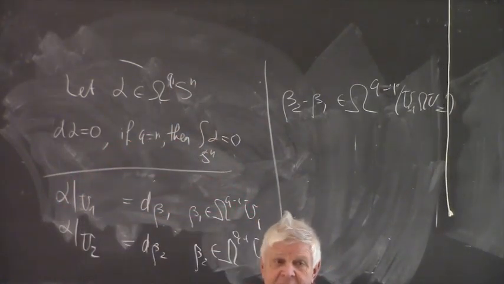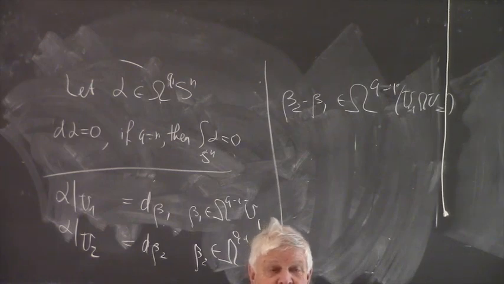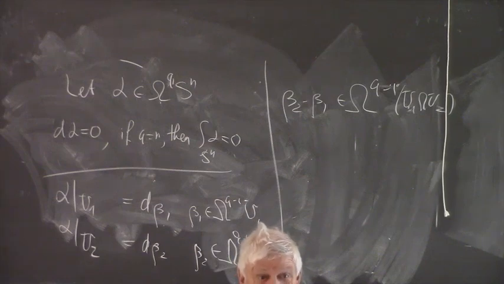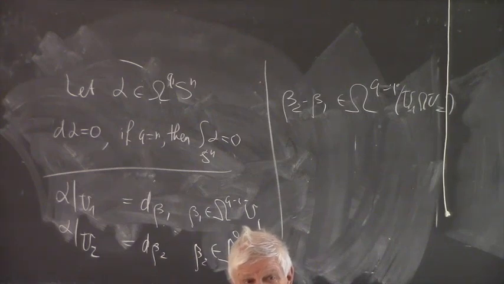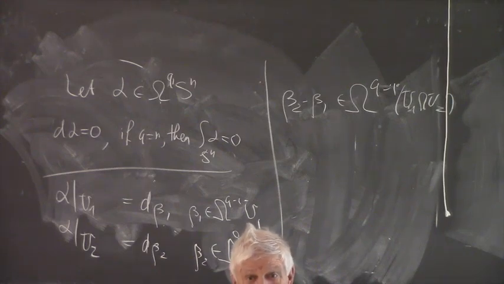What do you think of the differential of this form? The differential of beta 1 is alpha, where it is defined. The differential of beta 2 is alpha, where it is defined. The difference alpha minus alpha is 0. I don't think you will have serious objections. So this form is closed, right? We have a closed form on this intersection.